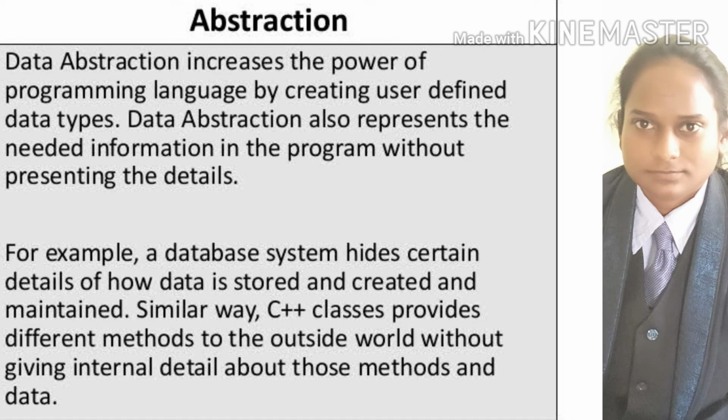Abstraction. Data abstraction increases the power of a programming language by creating user-defined data types. Data abstraction also represents the needed information in the program without presenting the details. For example, a database system hides certain details of how data is stored, created and maintained. In a similar way, C++ classes provide different methods to the outside world without giving internal details about those methods and data.